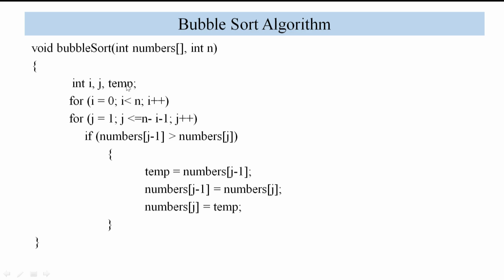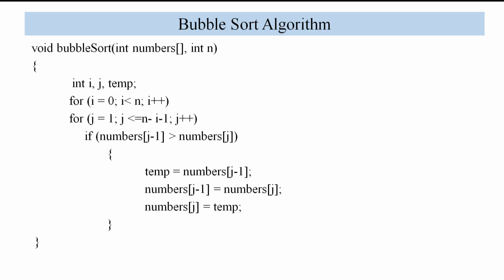Basically, in bubble sort there are two loops required, one for the pass, as I explained in the earlier example, and another for the iteration. For the pass we have declared variable i, and for iterations within the pass I have declared variable j. And temp is another variable required to store the data temporarily while the swapping is being performed.